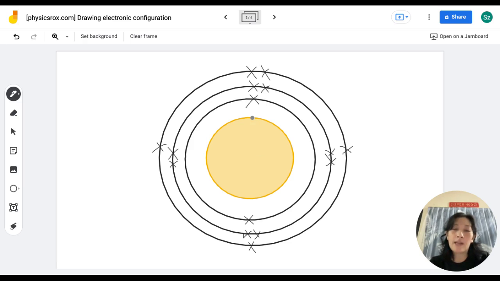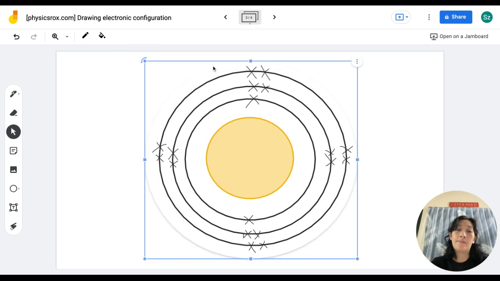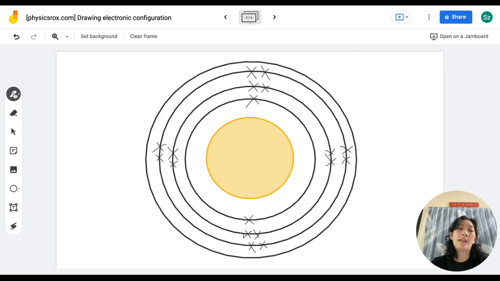You have 2 in the first shell, 8 in the second shell, and then you'd fill up the next 8 in the third shell. So 2 and 8 and 8 gives us 18. Then you've got 2 more, right? That means the remaining 2 will now go into the fourth shell. And just like for the other shells, the electrons must be opposite one another. And that's how you draw the electronic configuration for atoms of elements up to proton number 20.